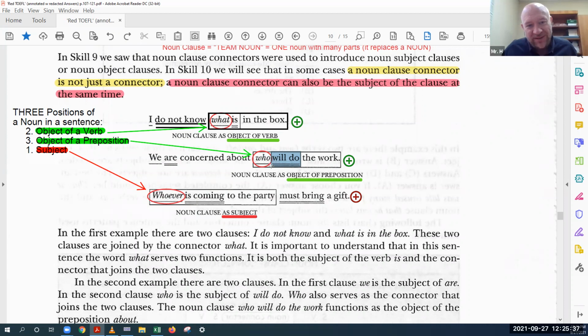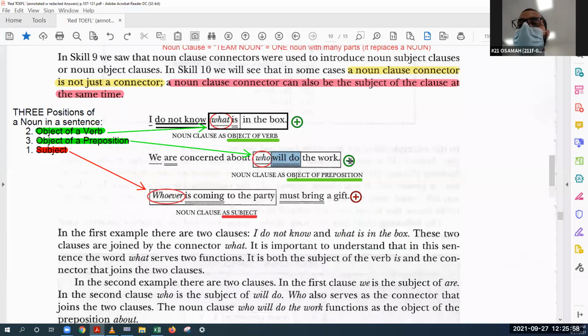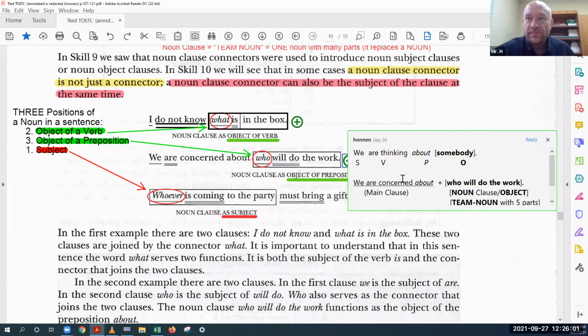So the connector who is the subject. Do you understand? It has two jobs. It connects both clauses, and the word who does the verb. Okay, so it is a connector and it is a subject. All right, can you read this? Who will do the work? Over here, we are thinking about somebody.